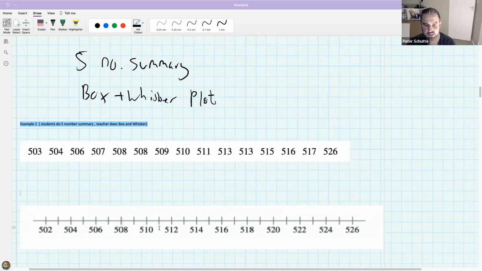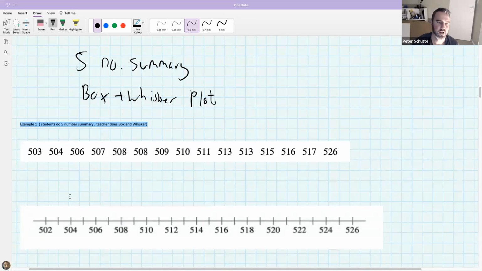So this scale here is to help you guys, eh? So you can see what the scale is, but you're going to have to do some working out first.